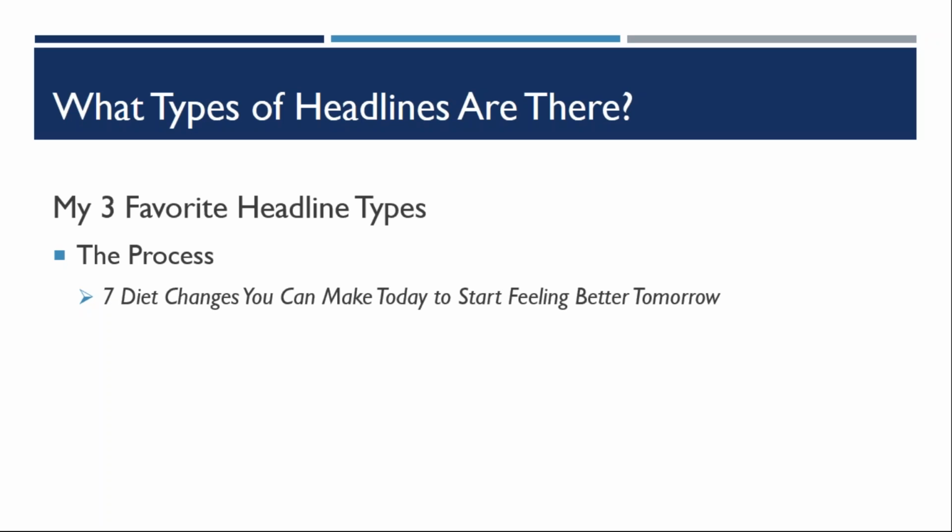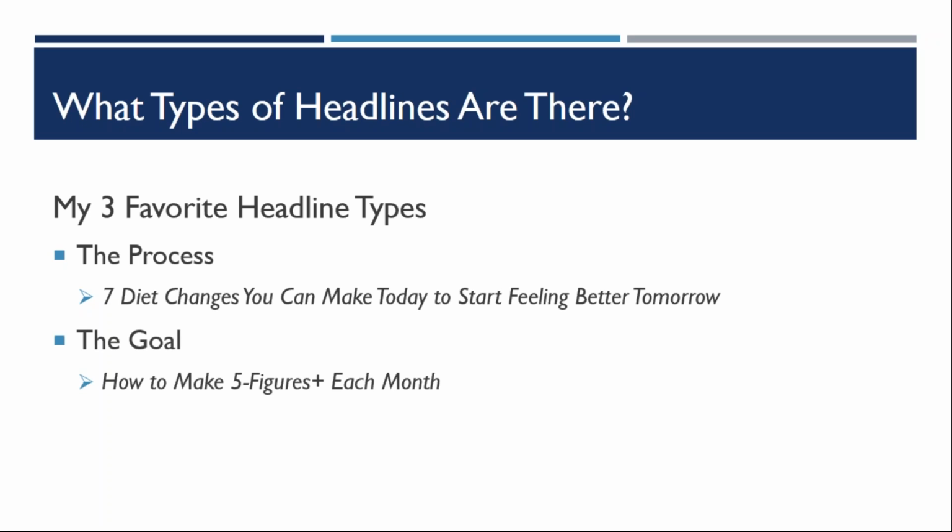Anytime you start out a headline, especially a process headline, you can have something like 7 diet changes you can make, or 3 keys to XYZ. I have a lead magnet right now that I'm using that is 5 ways to grow your business while working less in 2017. So it's that process: there are things that you're going to be teaching someone that they can do to get a result.